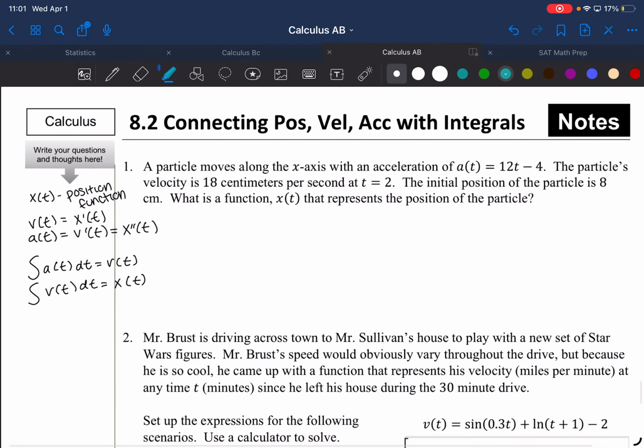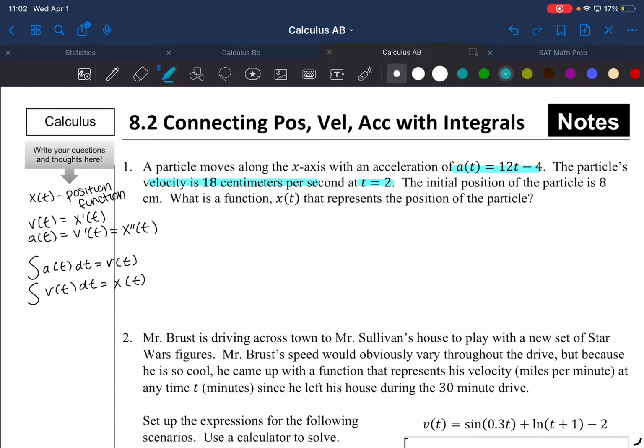Notice in number 1, it gives us the equation for acceleration. It also gives us an initial condition for velocity, and an initial condition for the position function. These initial conditions are helpful because we need those in order to find c after we integrate. So the first step is to integrate the acceleration equation, that way we can find velocity.